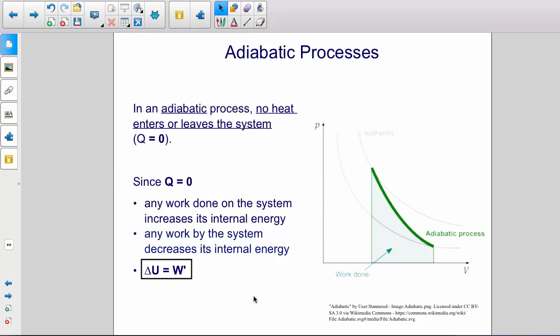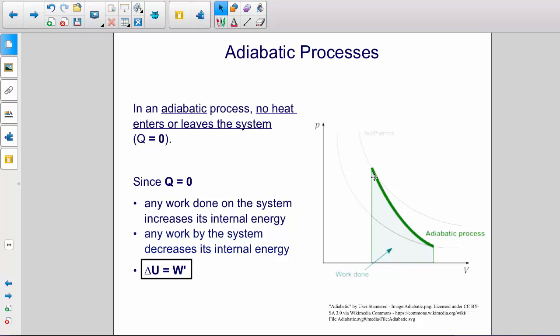Our last thermodynamic process is the adiabatic process. In an adiabatic process, no heat enters or leaves the system. That is to say, Q equals zero. Now, since Q equals zero, the first law of thermodynamics, delta U equals Q plus W prime, simply becomes delta U equals W prime. So in an adiabatic process, any work done on the system increases its internal energy. Any work done by the system decreases its internal energy.